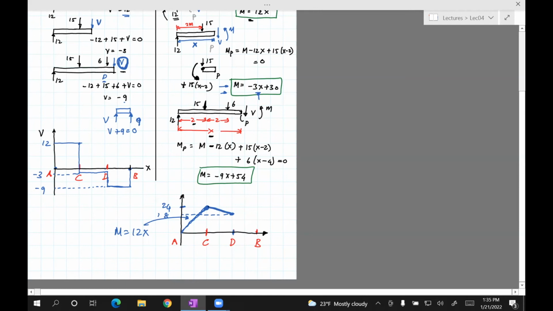In general, for a straight line, you just need to identify two points and then connect the two points through a straight line. Finally, we have minus 9x plus 54. You can, if you want, verify: if you put x equals 4, you should see that M is equal to 18. And since it's linear from here all the way to B, and I know for a fact that the moment at B is 0, it's safe to connect the two. Or you can verify by putting x equals 6 and checking if M is actually equal to 0. This is 18, this is 24. So that is the bending moment diagram.